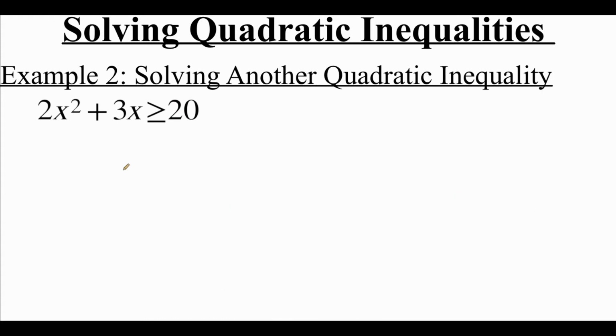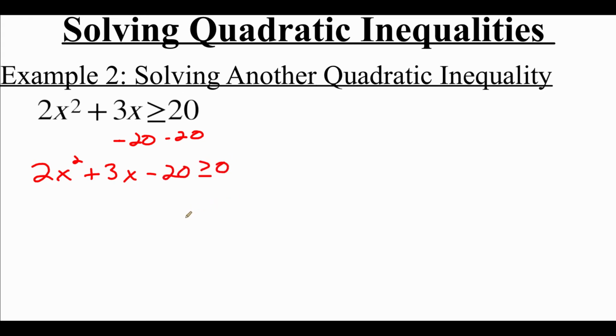Taking a look at this example, we've got the inequality 2x squared plus 3x is greater than or equal to 20. Before we get started on this one, notice that we don't have 0 on the right-hand side. So what I want to do is subtract that 20 over to the left-hand side before we do anything else. So we'll have 2x squared plus 3x minus 20 is greater than or equal to 0.